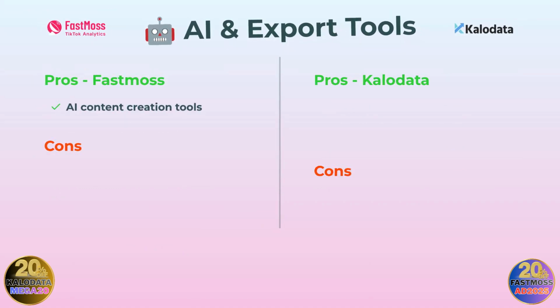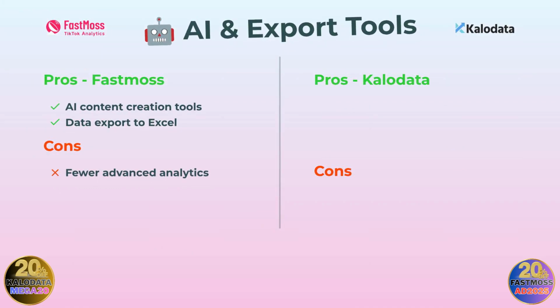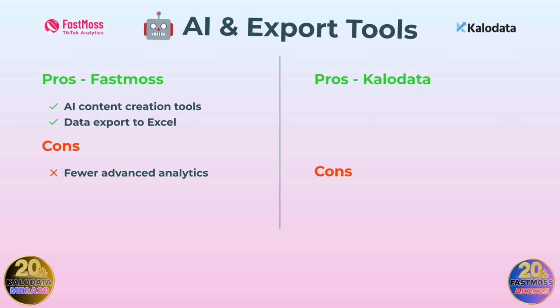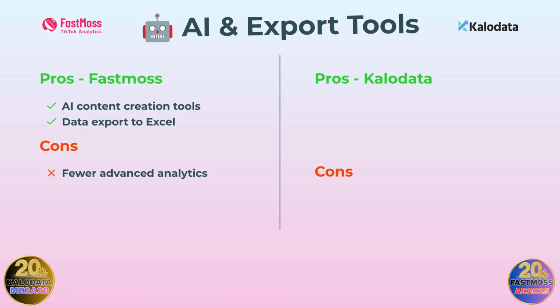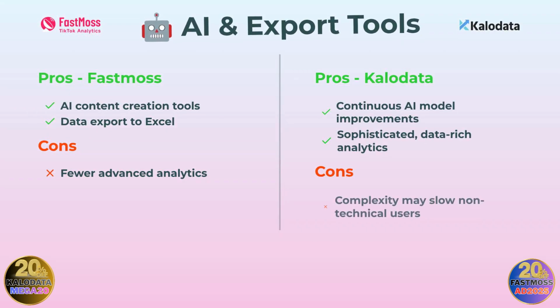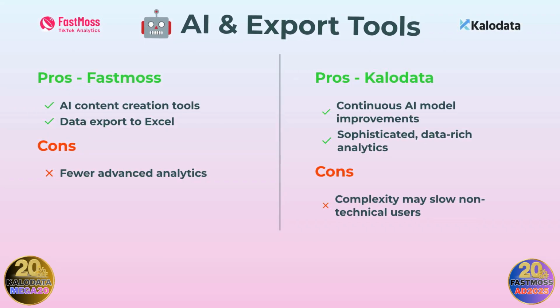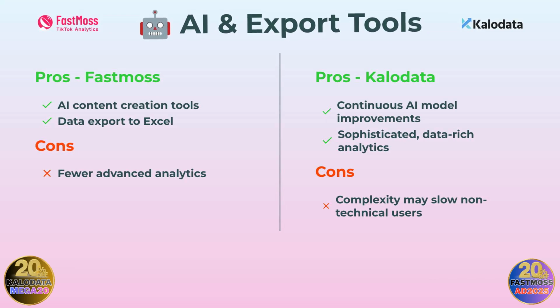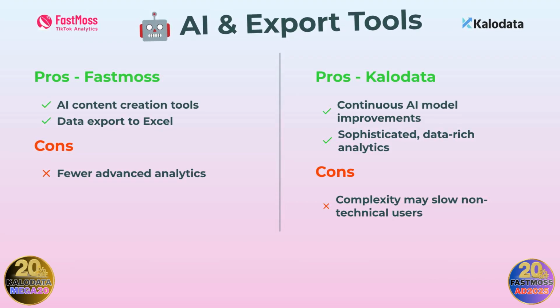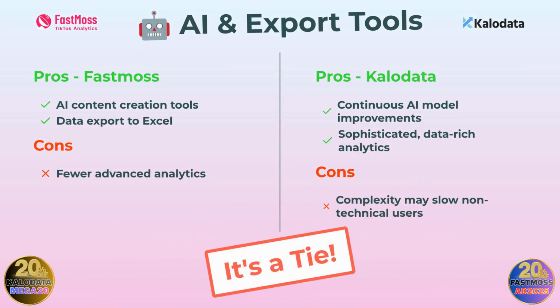Let's talk about the fun part, AI and export tools. FastMoss has easy-to-use AI tools for content creation, and you can pop your data straight into Excel. Super handy if you like playing with spreadsheets, not as many advanced analytics, but hey. Kalodata, on the other hand, is always tinkering with its AI. They're adding new models, cranking up the sophistication. It gets really powerful, almost like, whoa, slow down there. But for non-technical folks, it can be a lot. Honestly, both bring strong game here. So we gotta call it a tie.